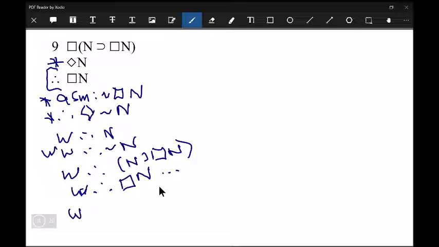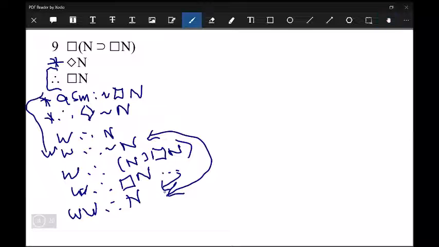Then you'll say, in all possible worlds, you have n. Therefore, in world WW, you have n. So we go like this. And then you get a contradiction. WW has n, not n. And there you go. So block it off, and you get a contradiction. Therefore, it's valid. Therefore, necessary and valid.